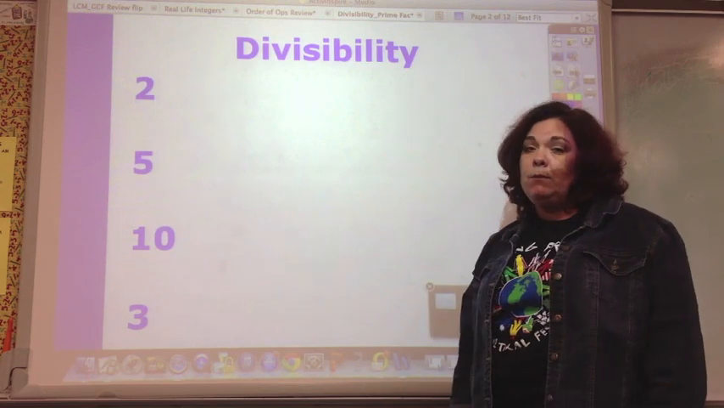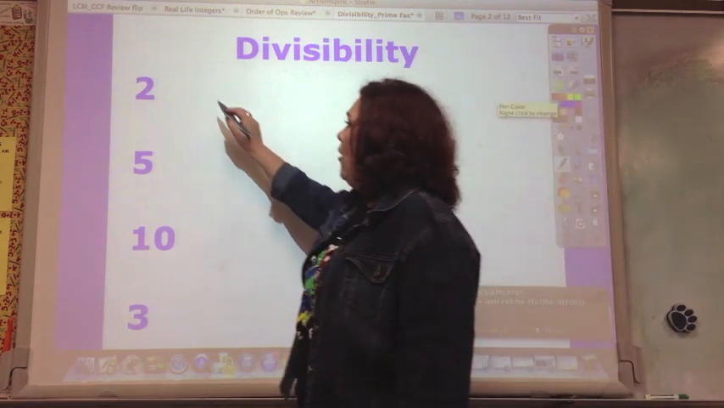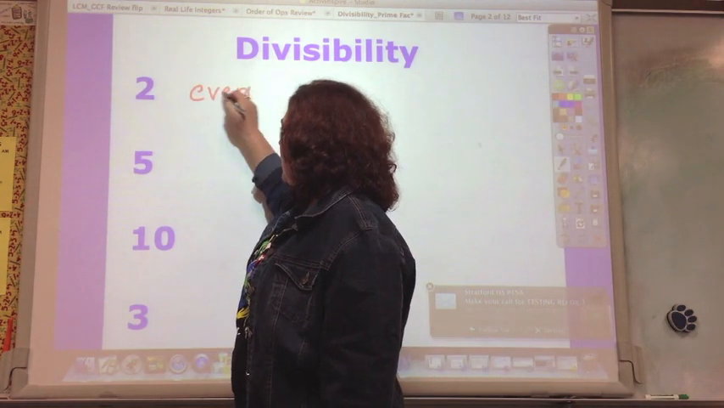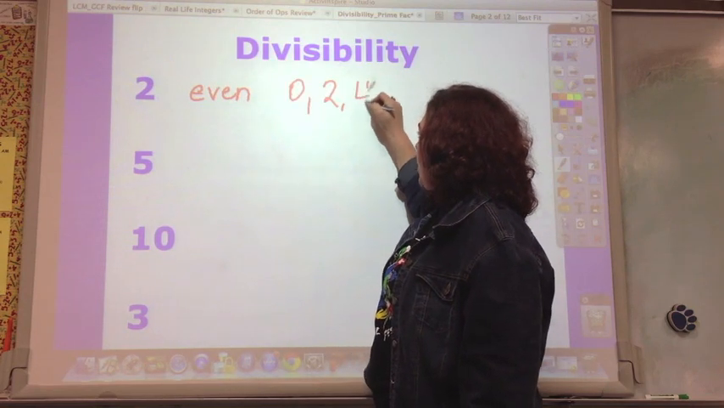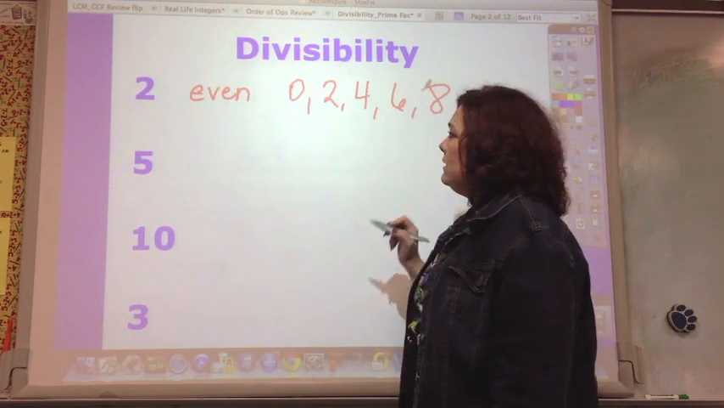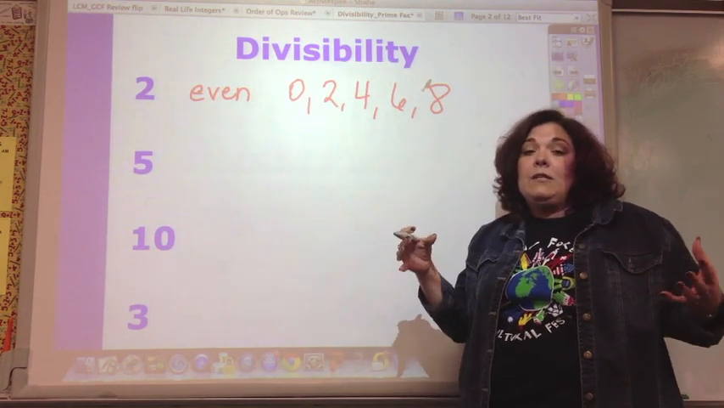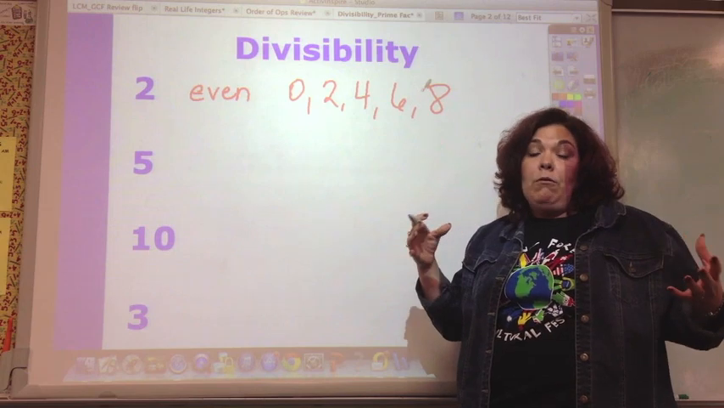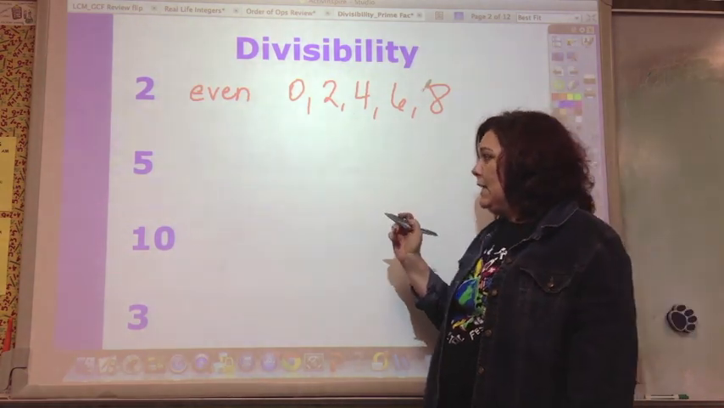The rule of divisibility by 2 is super easy. It's all even numbers. So if a number ends in 0, 2, 4, 6, or 8, then it's divisible by 2. And that'll help me break that number down so that I can get to the prime numbers. And 2, of course, is prime. So I can break it down.